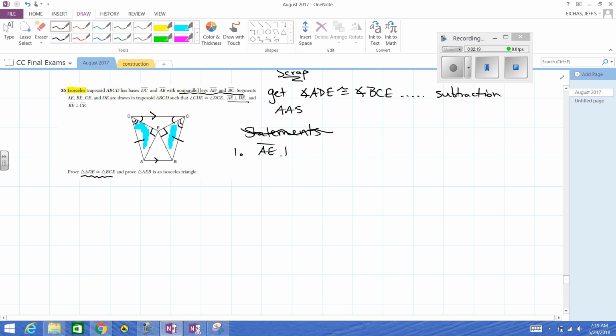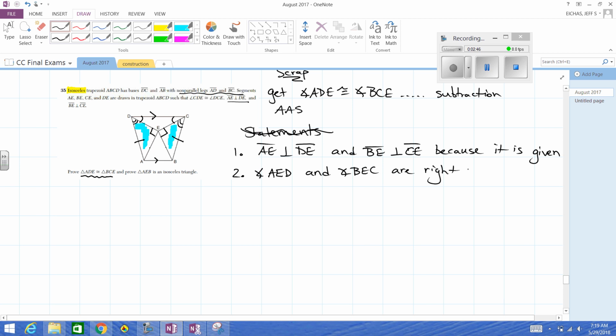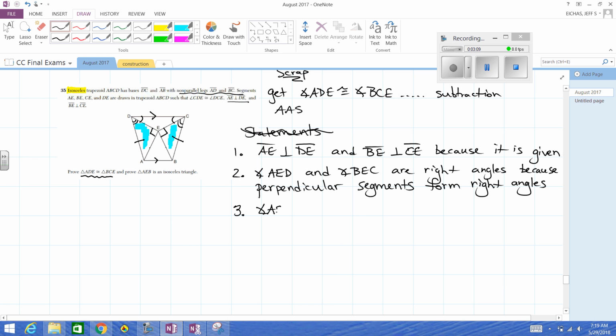Let's see. AE is perpendicular to DE. And BE perpendicular to CE because it's given. Our move that we're going to make now is angle AED and angle BEC, our right angles. And that's because perpendicular segments form right angles. Now we can say they're congruent. That's because all right angles are congruent.